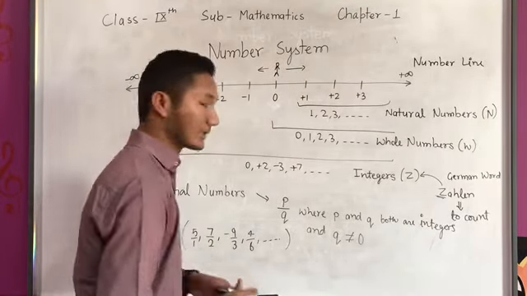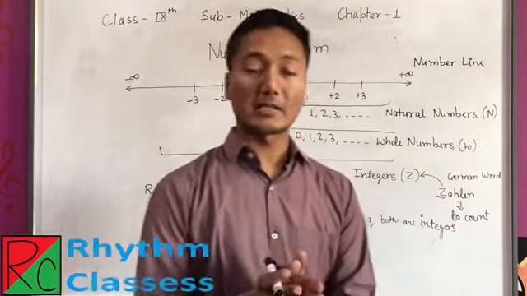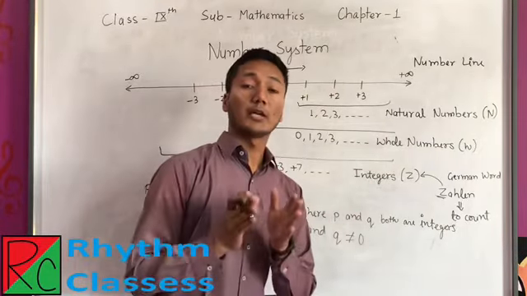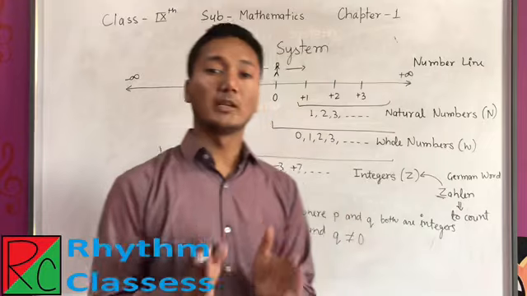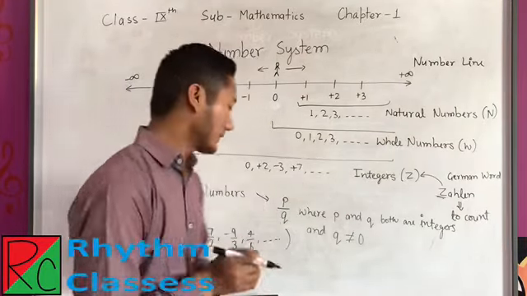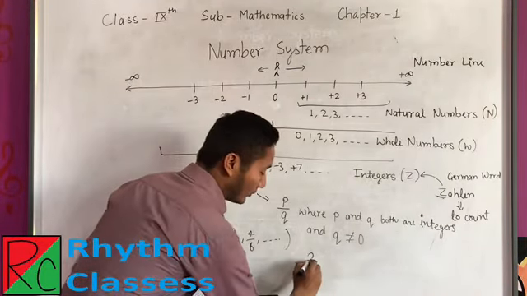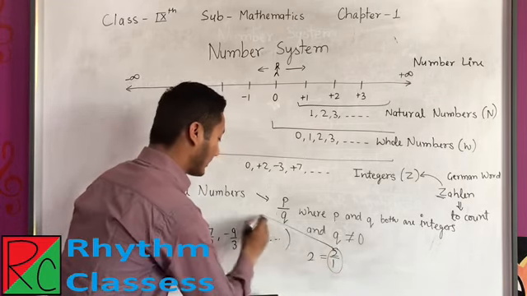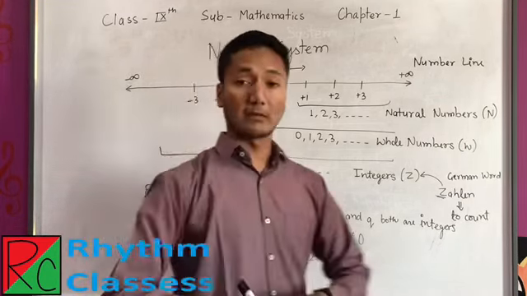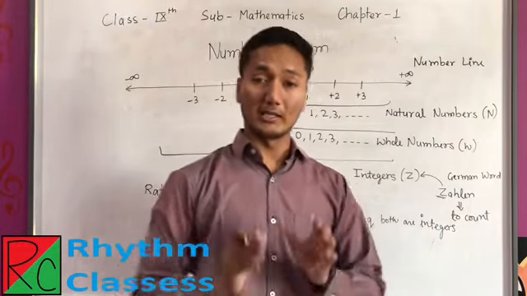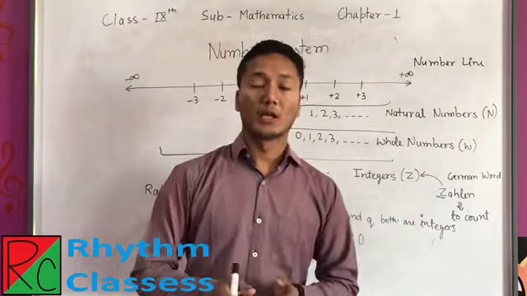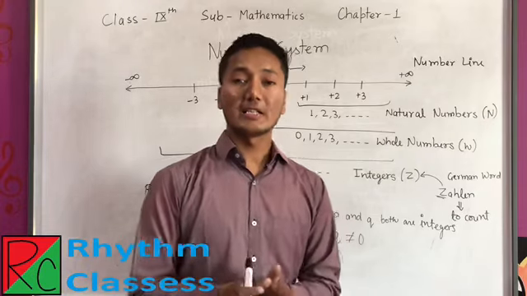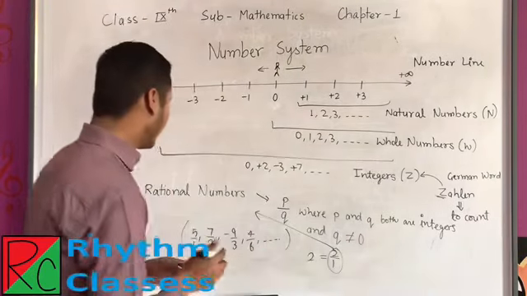We can also consider integers as rational numbers because we can put 1 in the denominator of an integer. We can write 2 as 2 by 1, then it becomes a rational number. This is the simple thing. We can say every integer is a rational number. We will denote rational numbers with the letter Q.